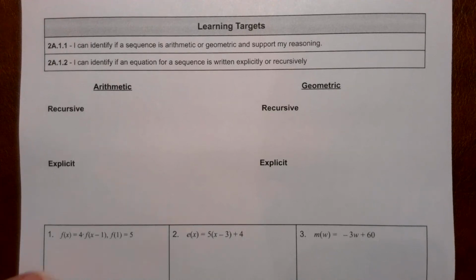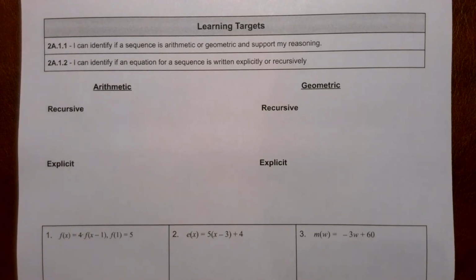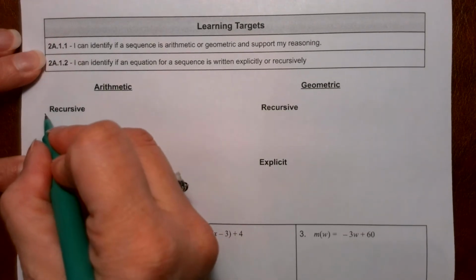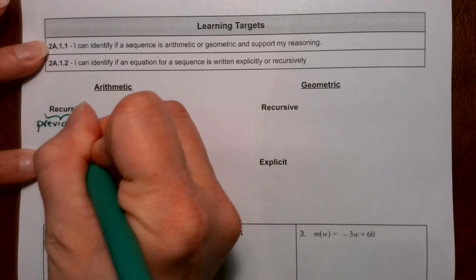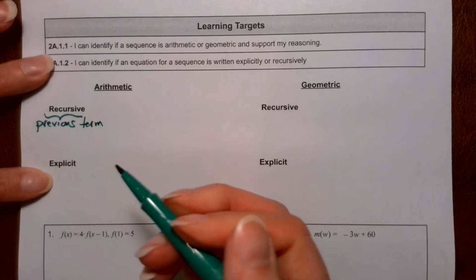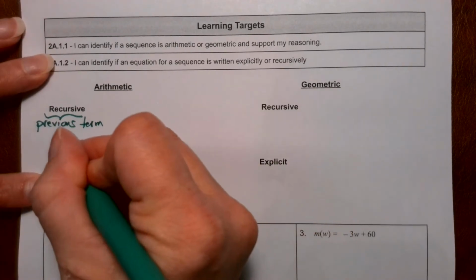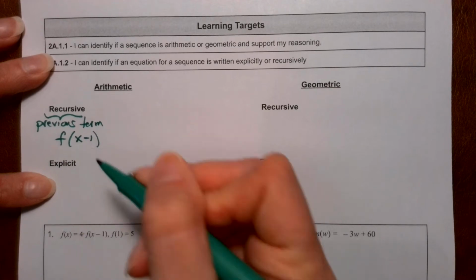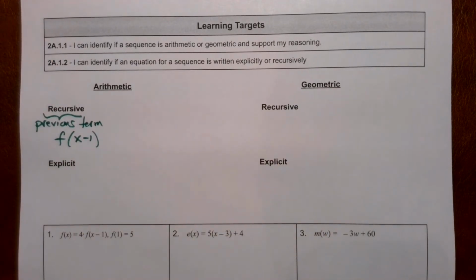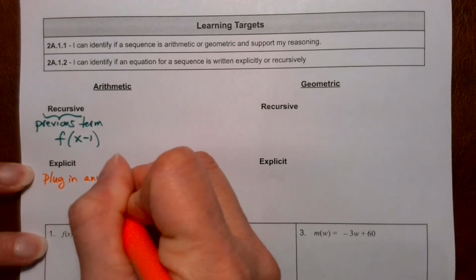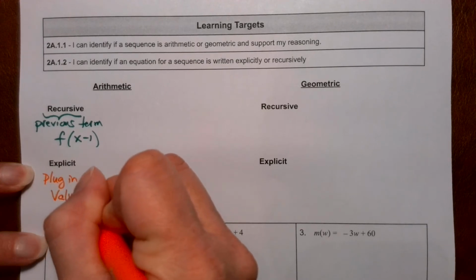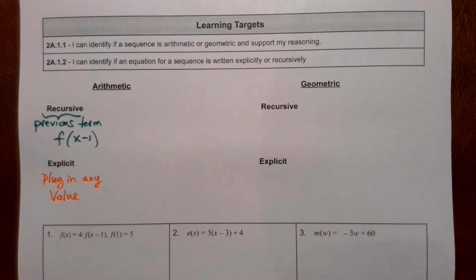Let's review arithmetic and geometric equations. Okay, so there's a couple types we have to talk about here. Whenever it says recursive, recursive uses the previous term. And the way that we usually write that is f of x minus 1. Okay, so that's what recursive would mean. Explicit means that you can plug in any value, any input that you want to get an output value.